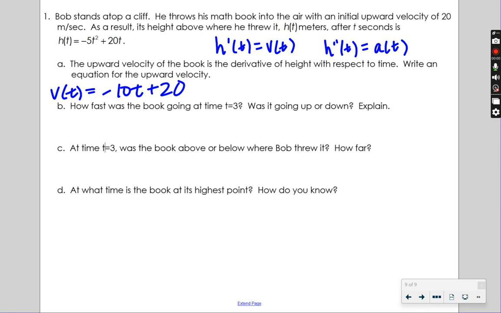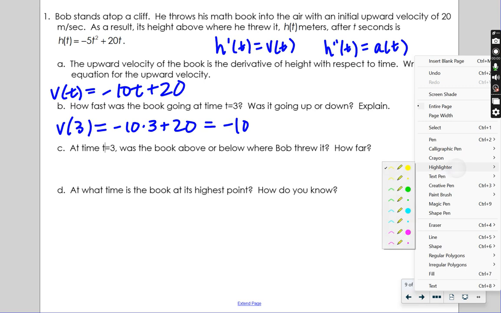All right, next. How fast was the book going at time t equals 3? Was it going up or down? What do you think we're going to do for this one? Plug 3 into h prime of t. Okay, so v of 3 equals negative 10 times 3 plus 20, which is what? Negative 10. Okay. Yes, good catch.